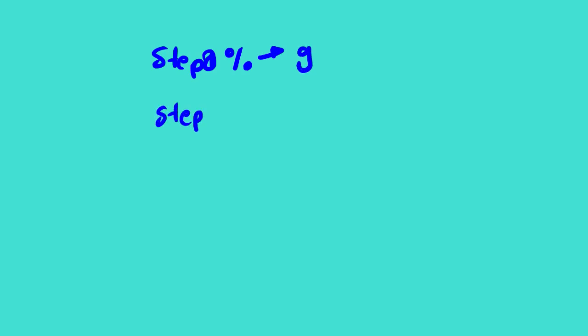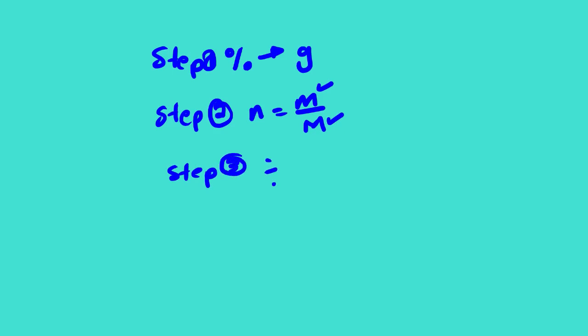And then step number 2, we find the number of moles using this equation. This is the mass of a substance in grams. This is the molar mass of the substance. Step number 3, we are going to divide all the number of moles that we calculated in step number 2 by the smallest number of moles we have amongst all the elements that we are given or that we are calculating.